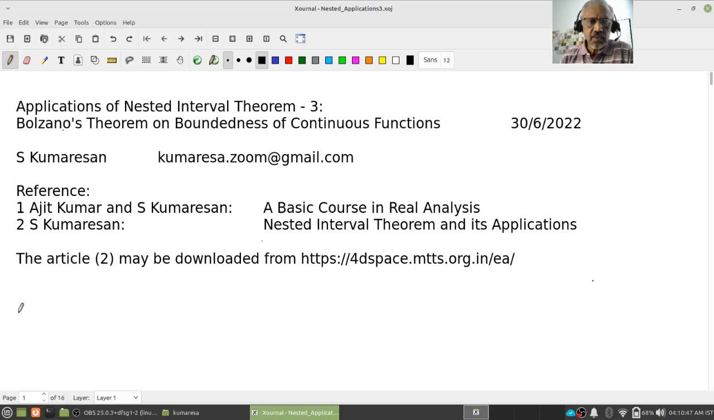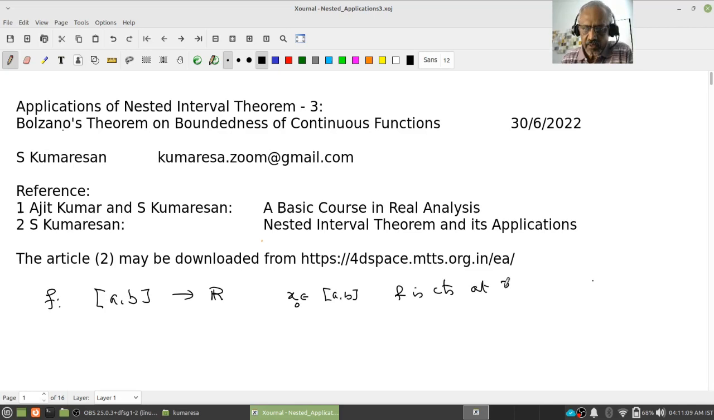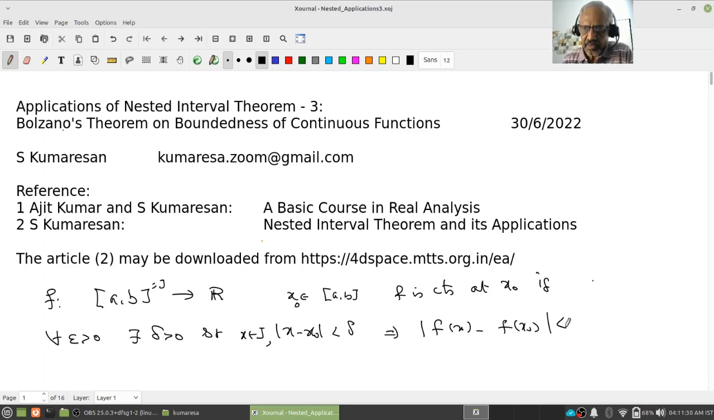So what do I have? Let us again recall the definition of continuity. Suppose f is a function from [a, b] to R, and x naught is a point in [a, b]. Then I say f is continuous at x naught if for every epsilon positive there is a delta positive so that |x − x naught| < delta, x in the interval, call it J, should imply |f(x) − f(x naught)| < epsilon.